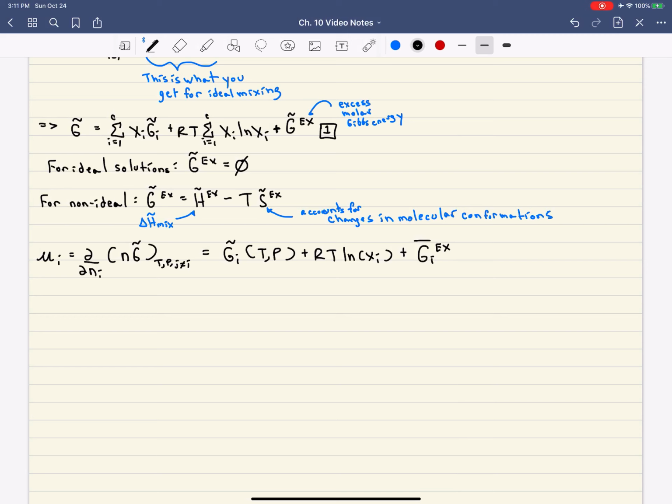Okay? Where for this term, we could think of it as just our standard state chemical potential. Okay? And this partial molar Gibbs excess energy is the partial derivative of the Gibbs excess term at constant temperature, pressure, and j not equal to i.